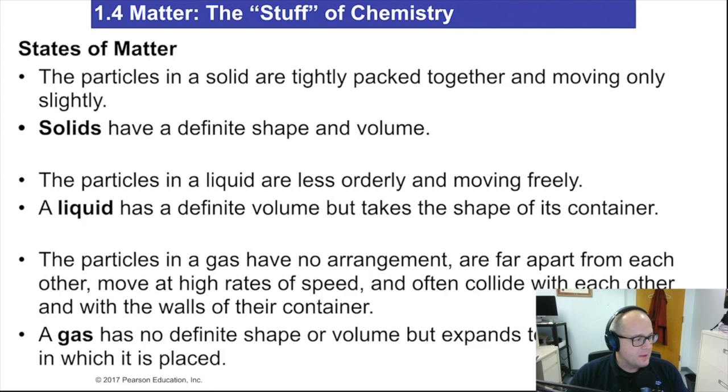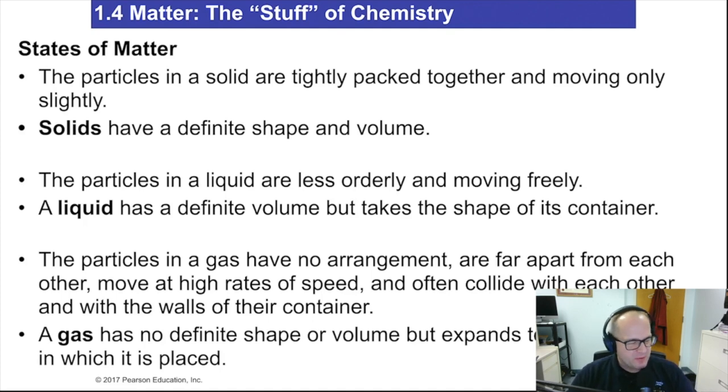Okay? Now, in a liquid, liquids are far less ordered, and those particles are moving freely with each other. Okay? They're still close together, but now they can move around. It's like being at a party, and you're the social butterfly mingling with all the people that are there. Okay, in a solid, you're not mingling. You're kind of all just standing in the same location at the party. A liquid, man, you're mingling.